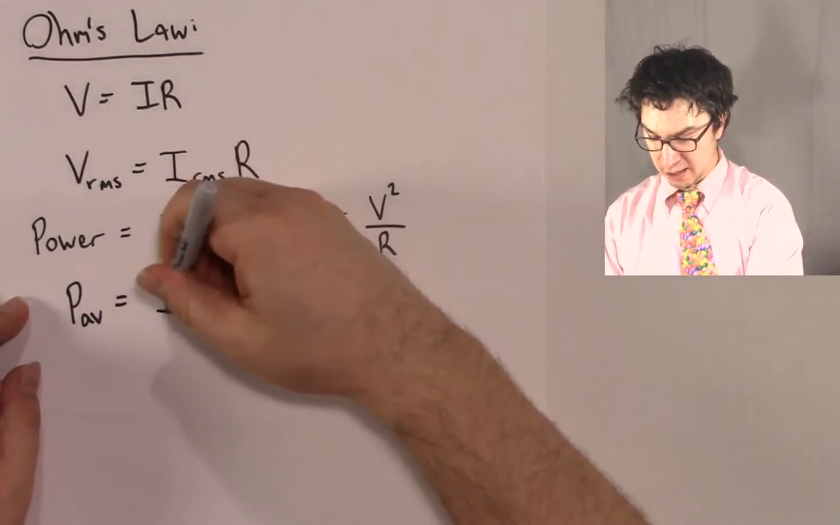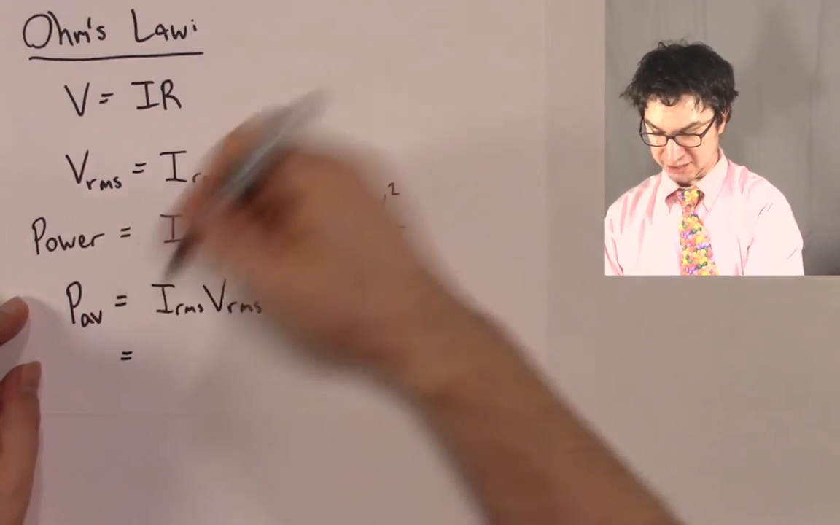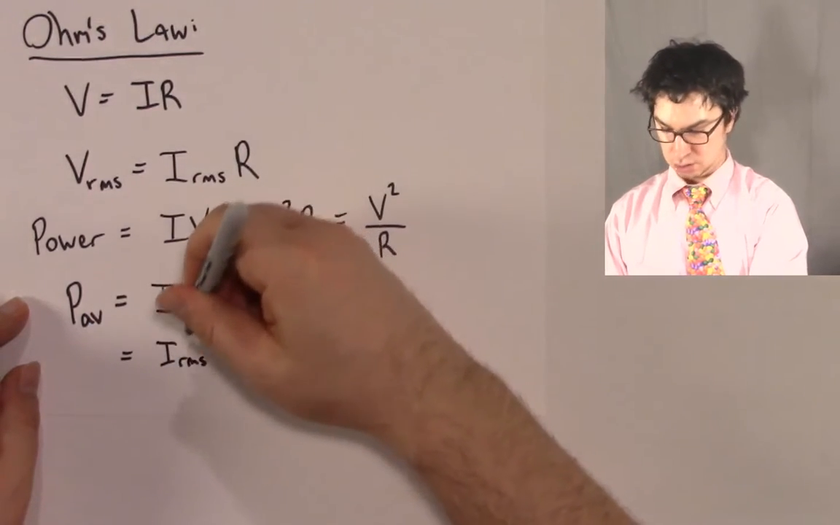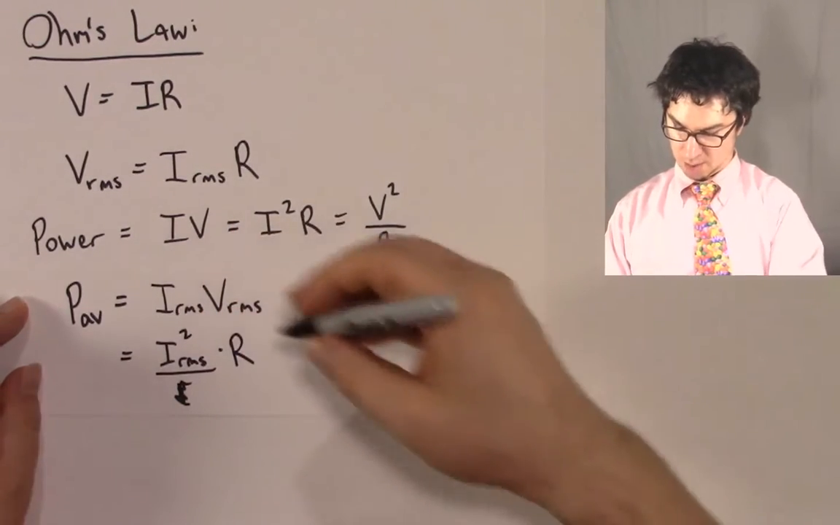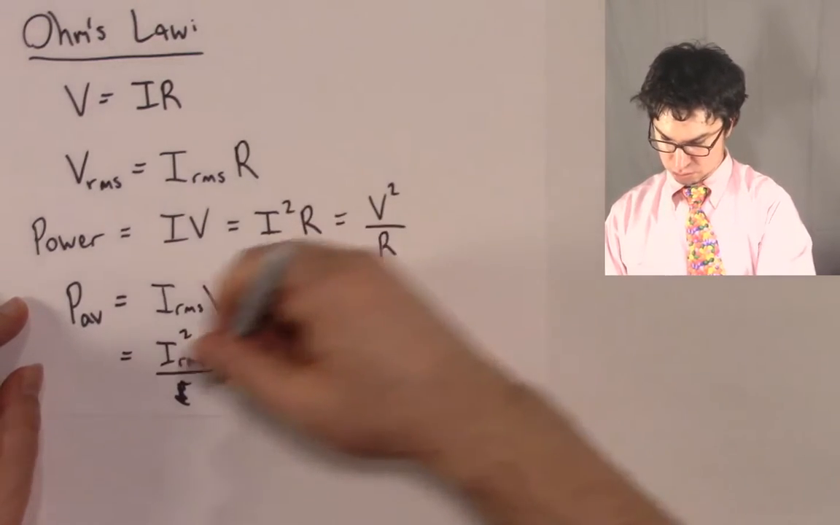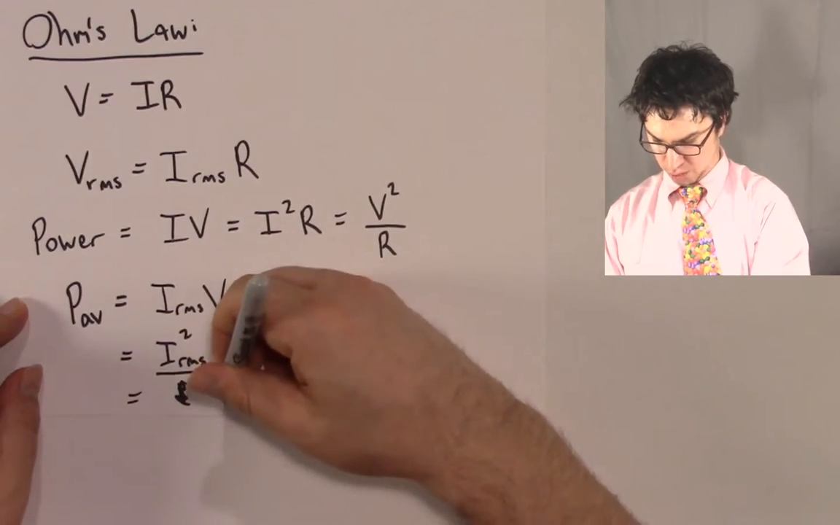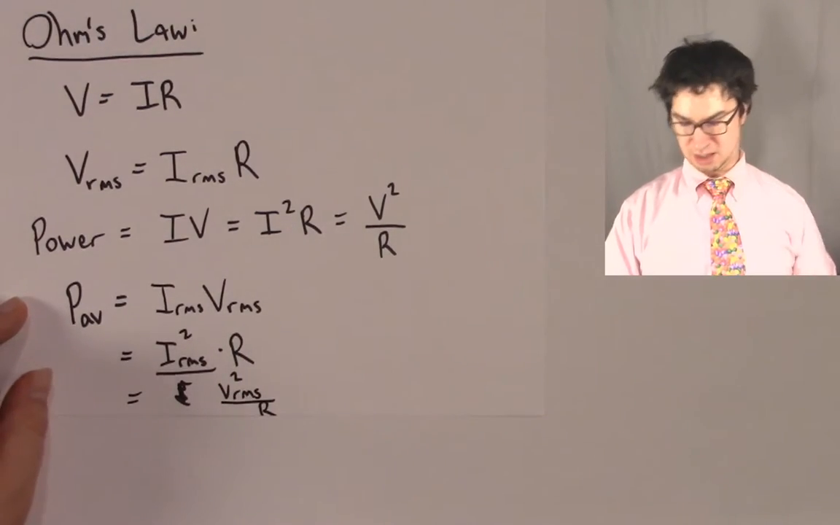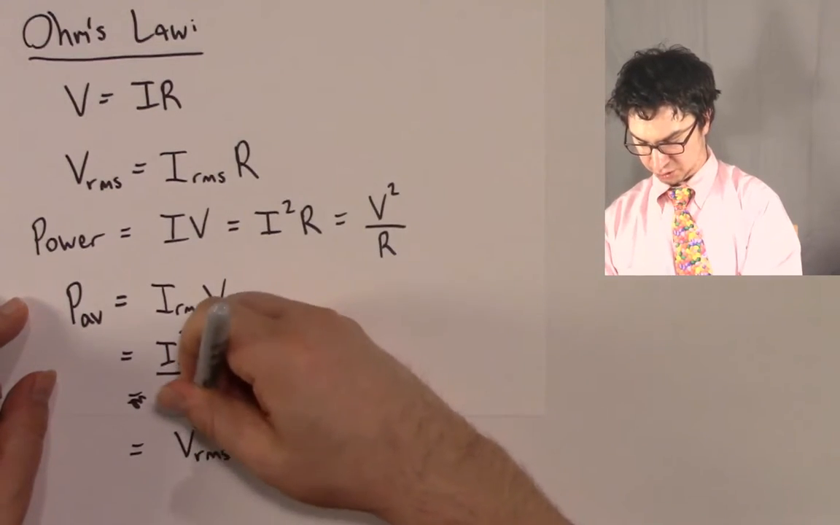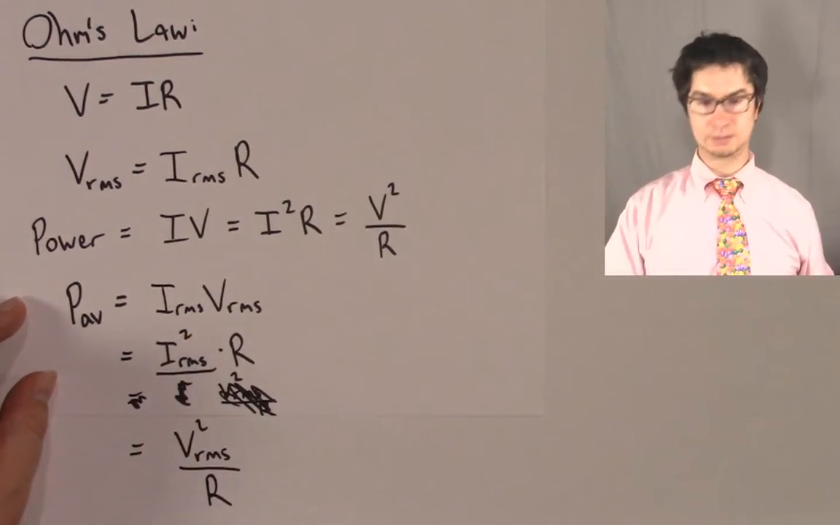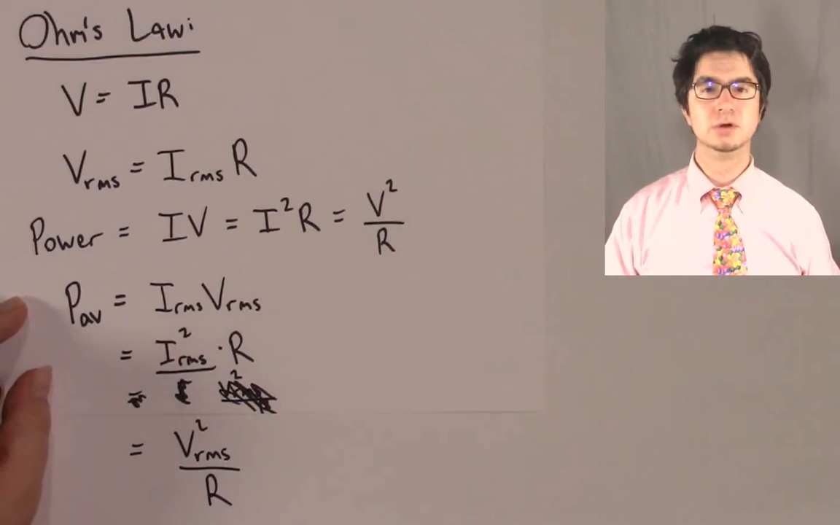We could write I RMS times V RMS, or we could say it's equal to I RMS squared times R, or we could say this is equal to V RMS squared over R. That's kind of, let me write this a little bit. V RMS squared over R, right? Following the same pattern. Okay, good deal. Let's move ahead.